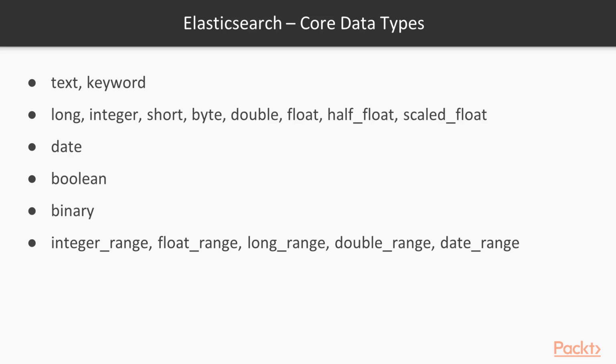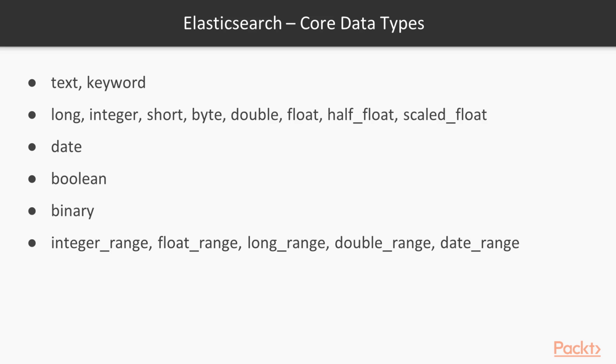Then you talk about the other normal numeric types: long, integer, short, byte, double, float, half float, scaled float. Look at the exact documentation to cover when you would use each of those. Normally you'll be using long for really big numbers, or integer for your standard integer range, shorts for small values. Floats are going to be used when you have decimals, etc. So look at the exact documentation.